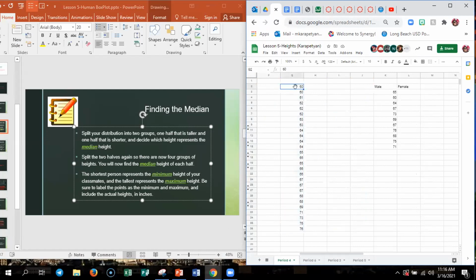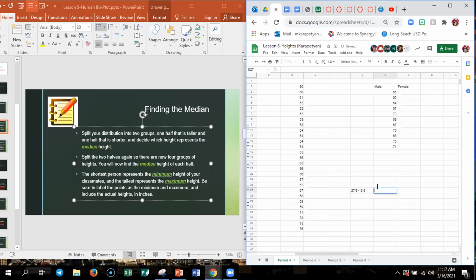To do that, I need to figure out how many data points I have. So 1, 2, 3, 4, 5, 6, 7, 8, 9, 10, 11, 12, 13, 14, 15, 16, 17, 18, 19, 20, 21, 22, 23, 24, 25, 26, 27. So I have 27 data points. To find my median, I'm going to cut that in half. 27 divided by 2 is equal to 13.5.